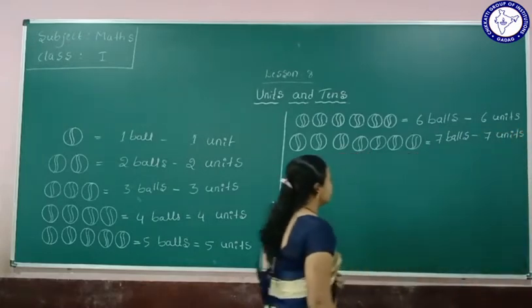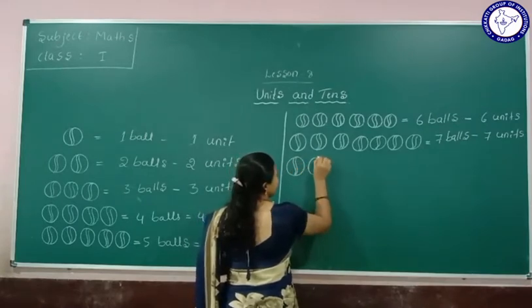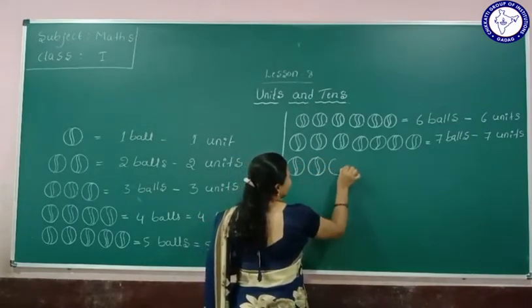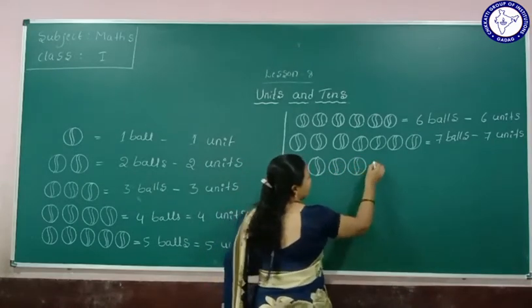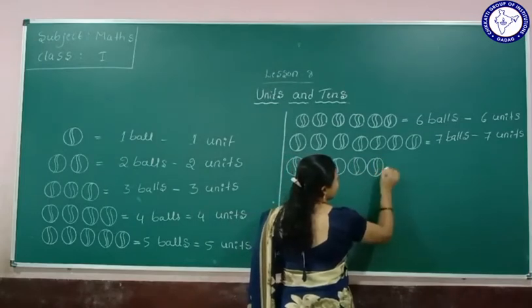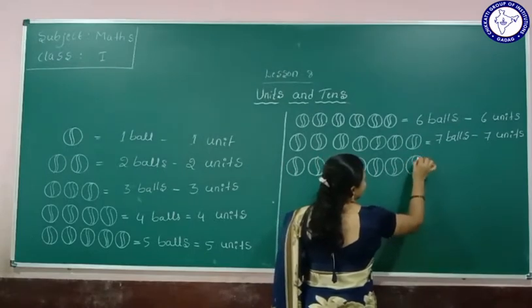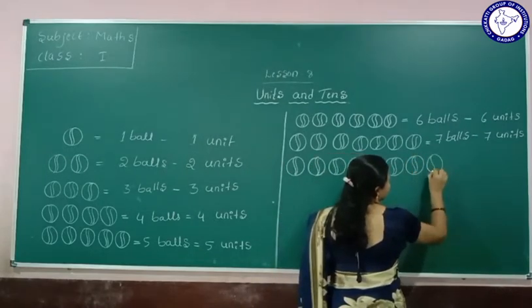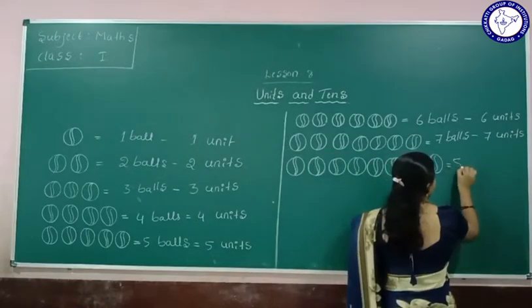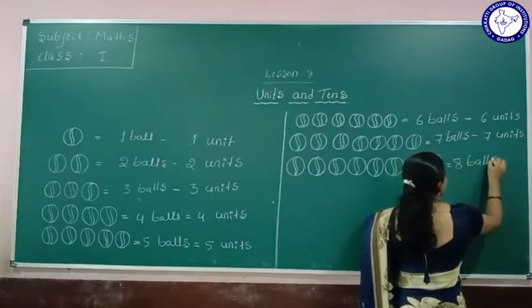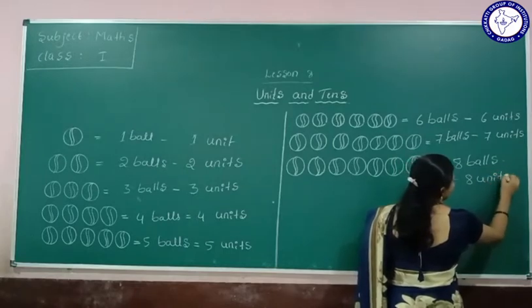Okay. Next one, I'll take the next number. 1, 2, 3, 4, 5, 6, 7, 8. Okay. So totally how many balls are there now? So now we'll take 8 balls. So 8 balls equal how many units? There are 8 units. Yes? Okay.